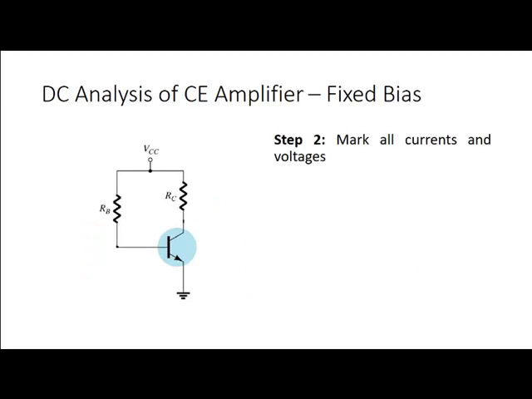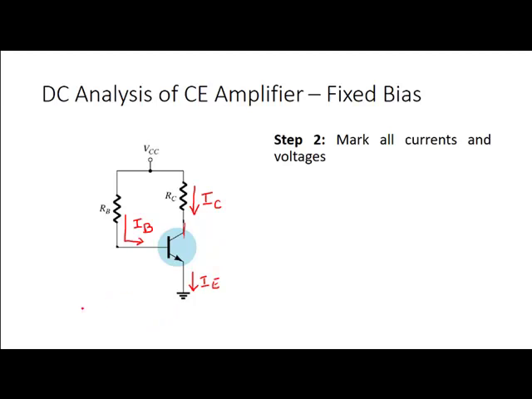The next step in DC analysis of this amplifier is to mark all the branch currents and node voltages. So let me start by marking different currents that flow in this particular circuit. The current that flows through resistor RC is the collector current IC. This flows into the collector terminal of the BJT. Then the current that flows through resistor RB is the base current. It flows into the base of the transistor and I'll mark it as IB. And the current that is flowing out of the emitter terminal is the emitter current. I'll mark it as IE.